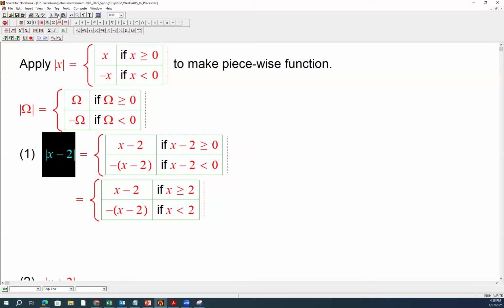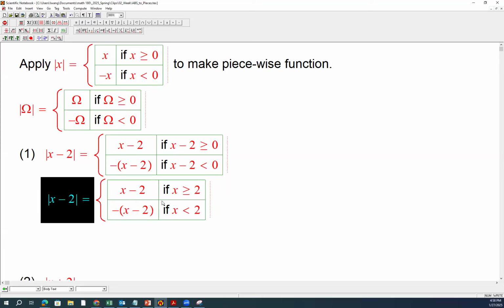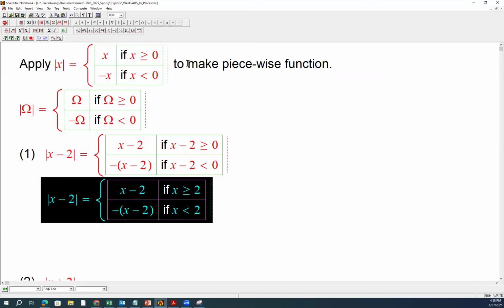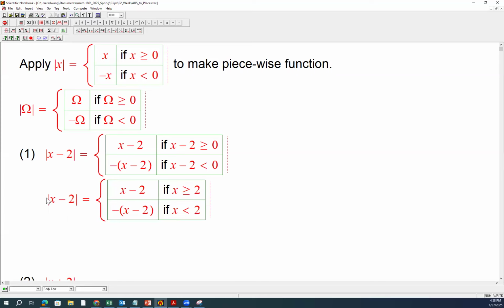So finally, the absolute value of x minus 2 is turning into that piece. This is what we want: a piecewise function. So this is a piecewise function with two pieces. For x greater than or equal to 2 and for x less than 2, we have two different pieces. And it's going to be useful for your calculus work, on limits and other topics.